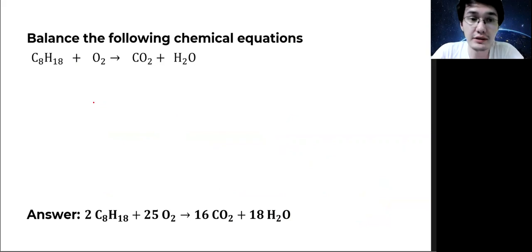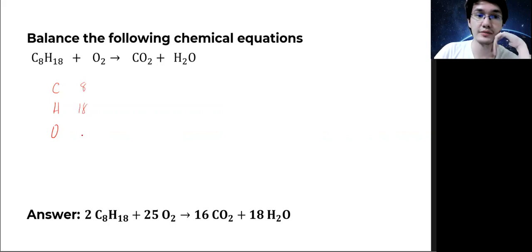So to proceed, we are now on balancing chemical equations. First, we determine how many elements are on each side. For the reactant side, we have 8 carbon atoms, 18 hydrogen atoms, and 2 oxygen atoms.